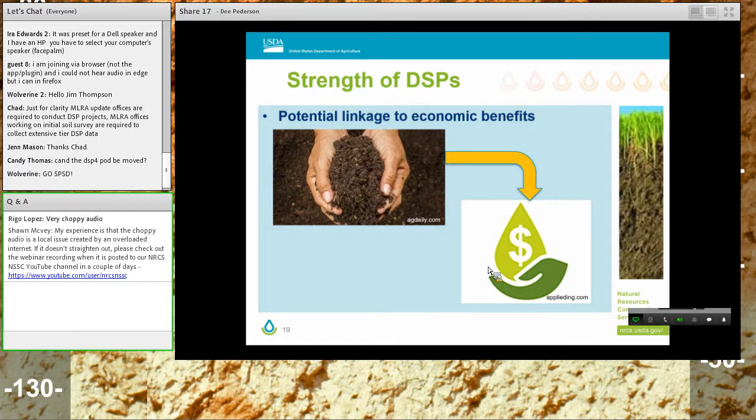So these data have the potential to be linked to economic benefits. Some states are interested in and are pursuing this idea. The purpose is to ultimately increase adoption of soil health management systems, thus improving soil function and improving the farmer's bottom line. Of course, this effort does require collaboration with the economic side of things, but there are entities who have developed or are developing tools to assess cost benefits.